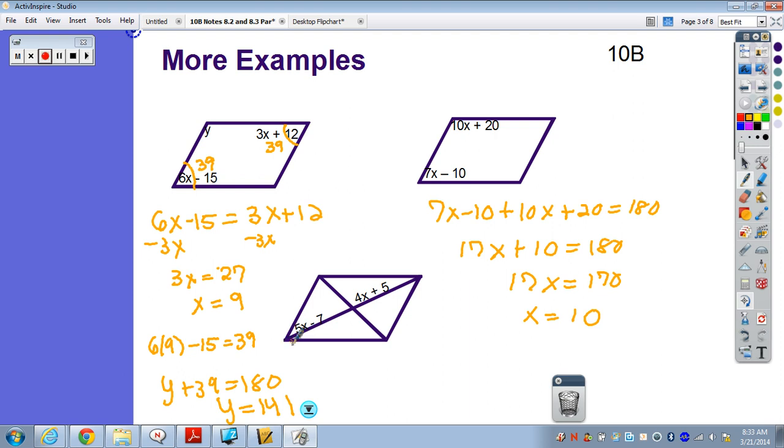And then the last problem, we have two parts of a diagonal. In a parallelogram, we know that the two parts are equal. So I'm going to set 5x minus 7 equal to 4x plus 5. And then I'm going to solve it. So I get x is equal to 12.